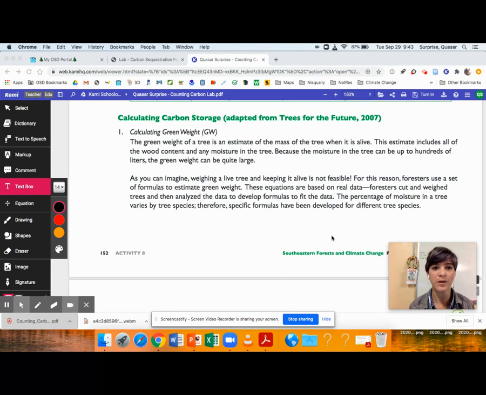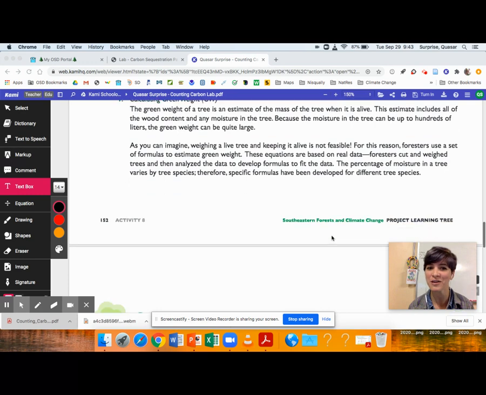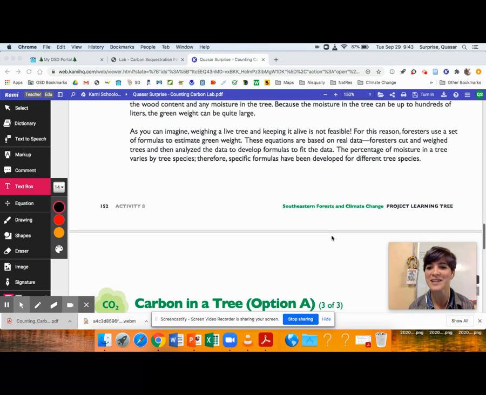First, you have to calculate what's called the green weight, which is an estimate of the mass of the tree when it's living. So it has all of that water in it. And this estimate includes all of the wood content and any moisture in the tree, because the moisture in the tree can be up to hundreds of liters. The green weight can be quite large. So as you can imagine, weighing a live tree and keeping it alive is not feasible.